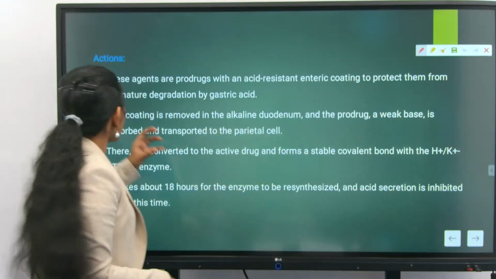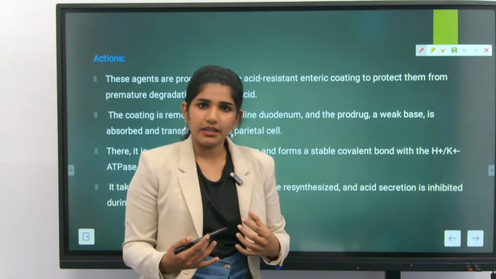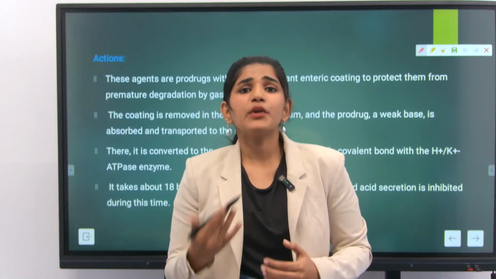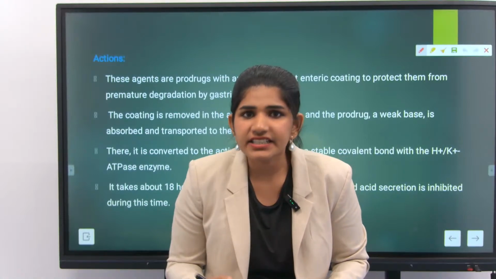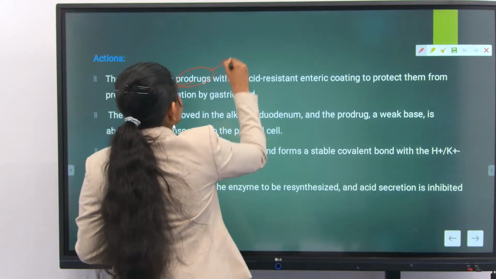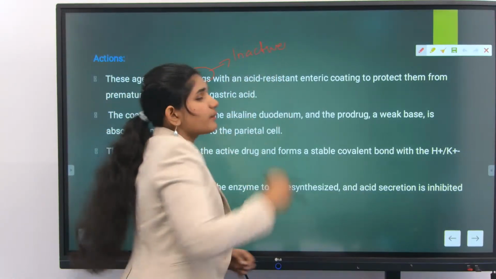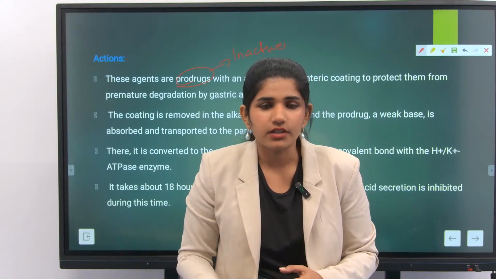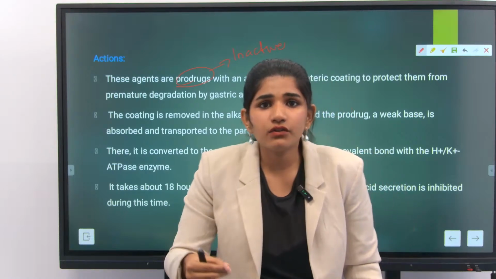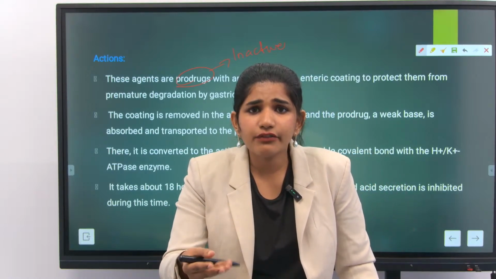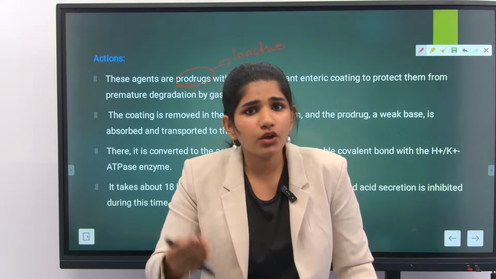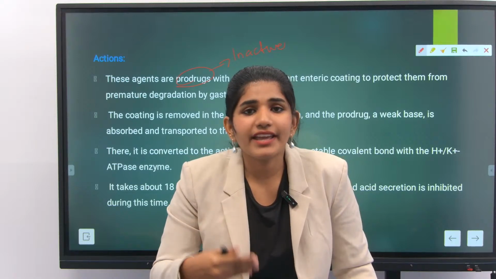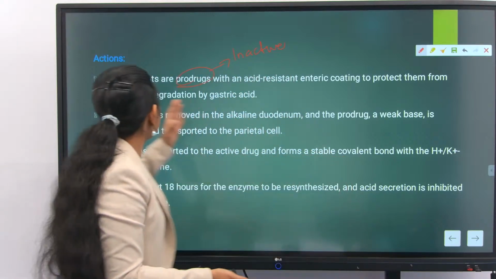Now the actions of the proton pump inhibitors. First, we have to understand that proton pump inhibitors are commonly prodrugs. What are prodrugs? Prodrugs are inactive drugs which, after ingestion, once they enter the body, get activated and show their action. Why are we giving it as a prodrug? Because if you take the active form, it will be rapidly degraded by the hydrochloric acid. As a prodrug, it cannot be degraded by the acidic environment of the stomach. That's why we mainly give this as a prodrug.